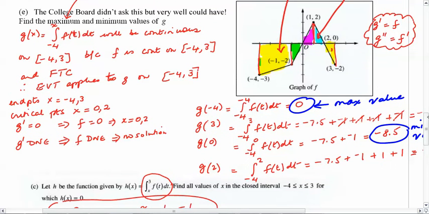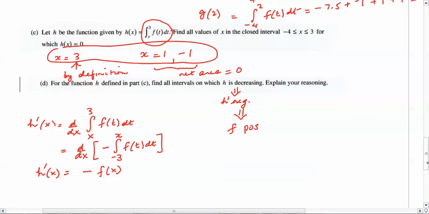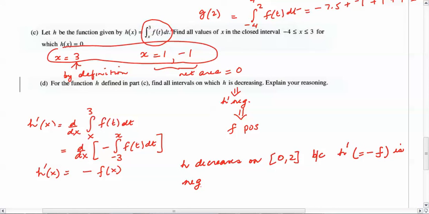I'm going to move up. What's the graph? Oh, it's a graph of f. Where is f positive? F is positive where the given graph is above the x-axis, and that will be between x's 0 and 2. So let's write that down. H decreases on 0 to 2 because h prime, which is equal to negative f, is negative, which means that f is positive, on 0 to 2.